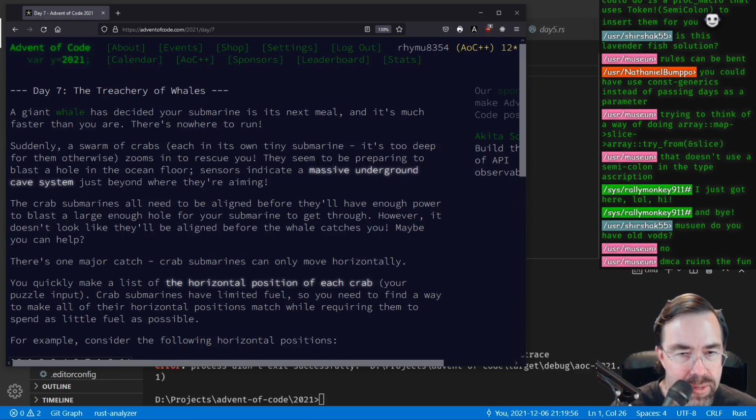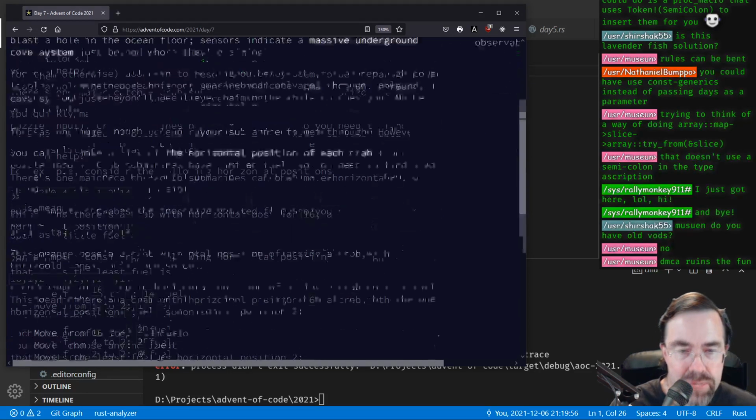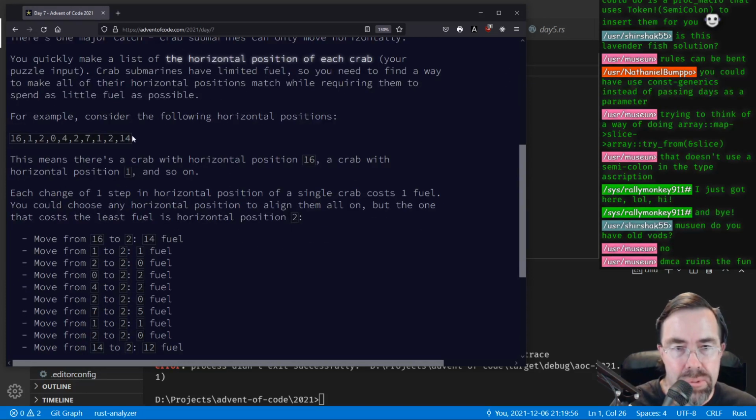Maybe you can help? There's one major catch. Crab submarines can only move horizontally. You quickly make a list of the horizontal positions of each crab, your puzzle input. The crab submarines have limited fuel, so you need to find a way to make all of their horizontal positions match while requiring them to spend as little fuel as possible. For example, consider the following horizontal positions.